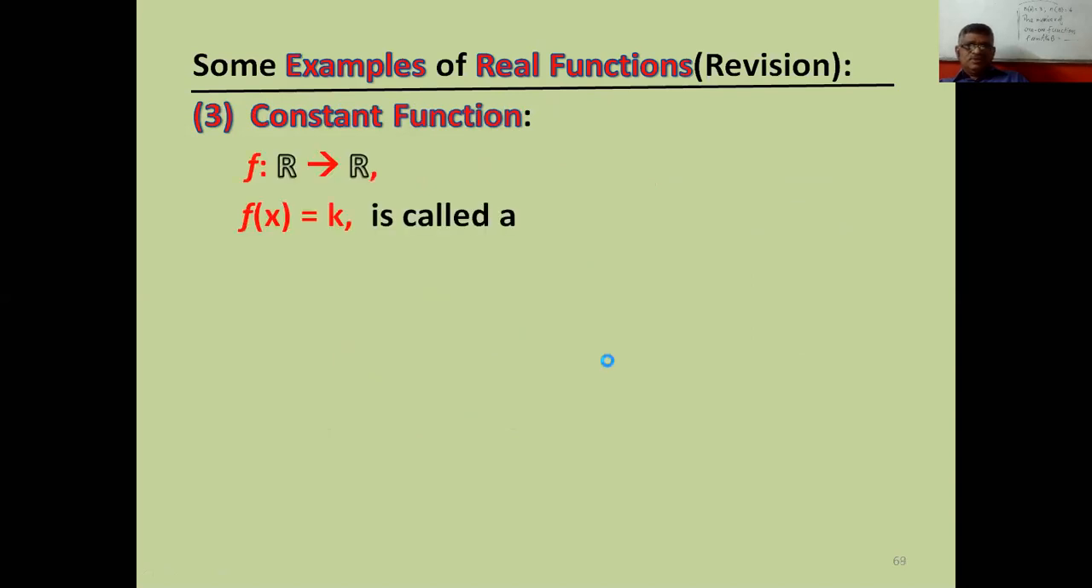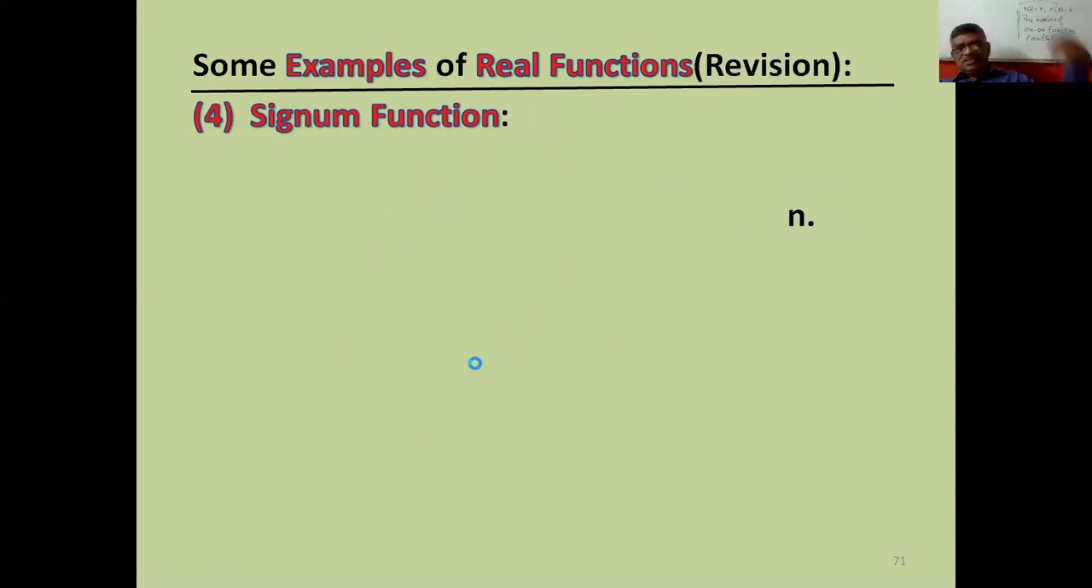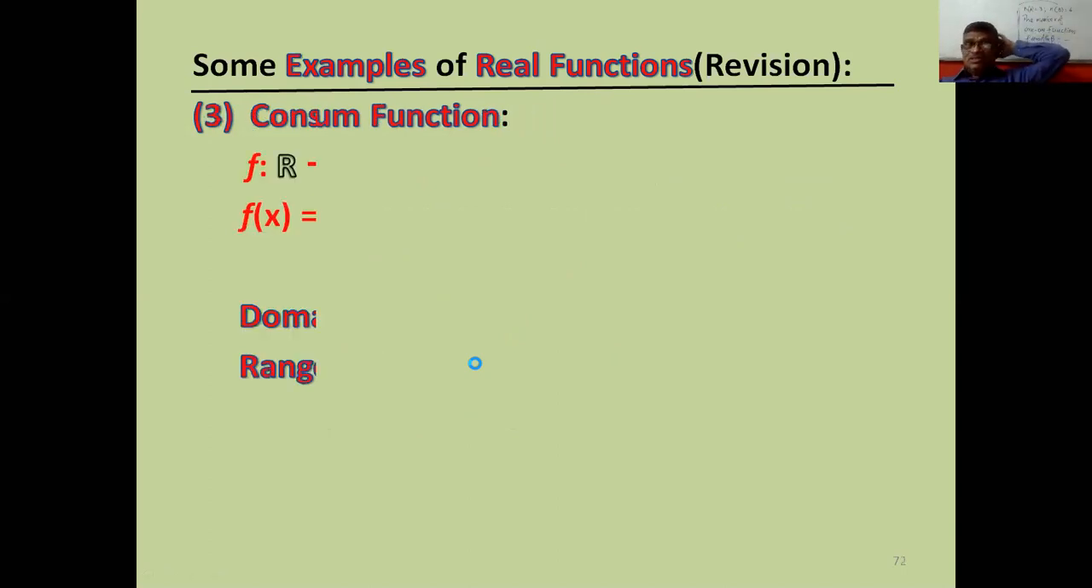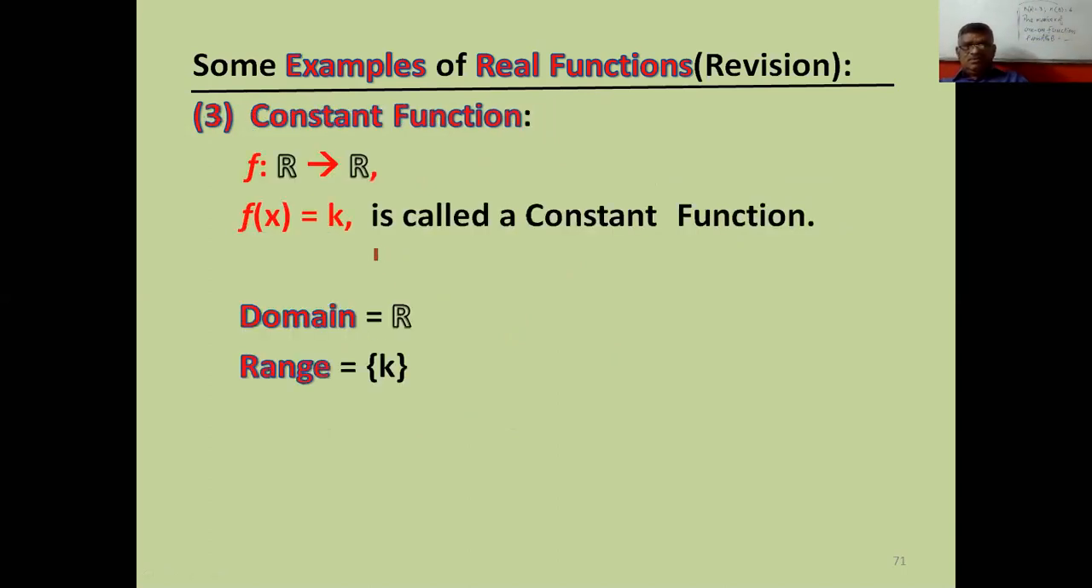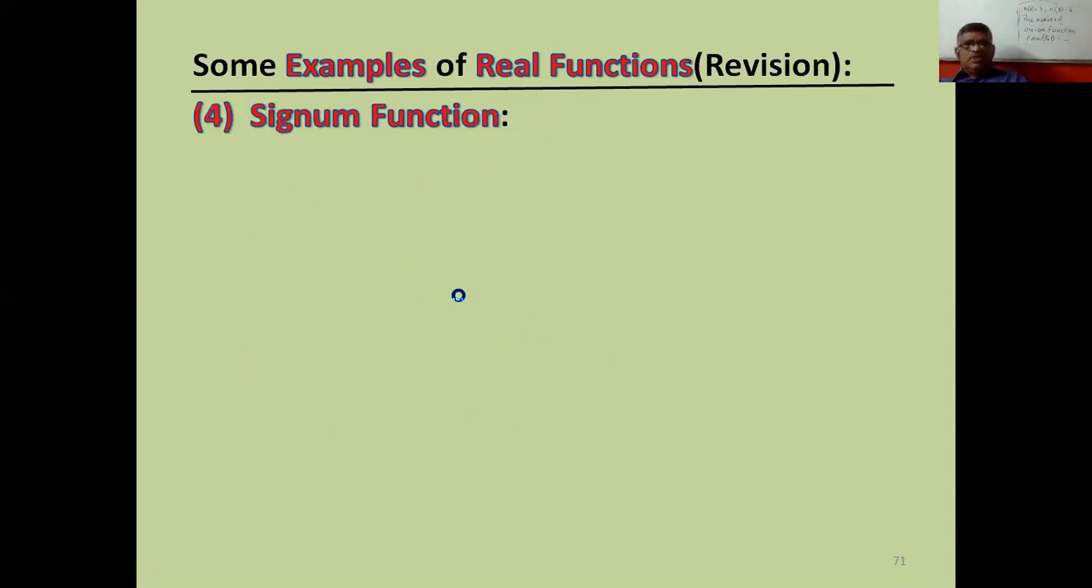Constant function. It is K for all x. Domain is R. Range is a singleton set K. It is not one to one. Constant function is not one-one. It's many one. Okay.